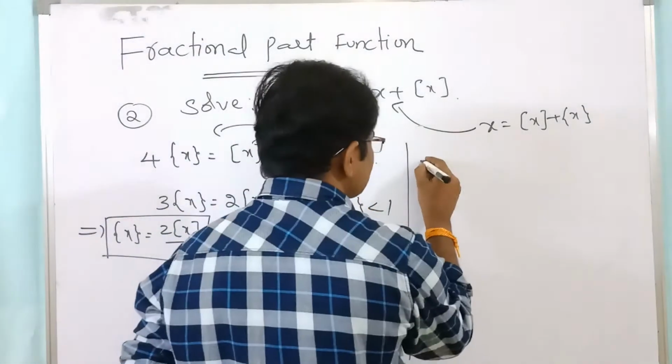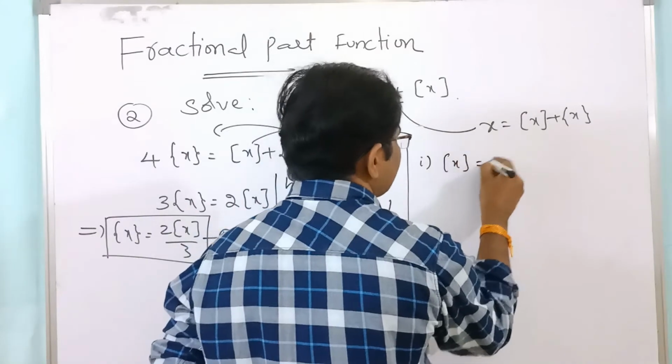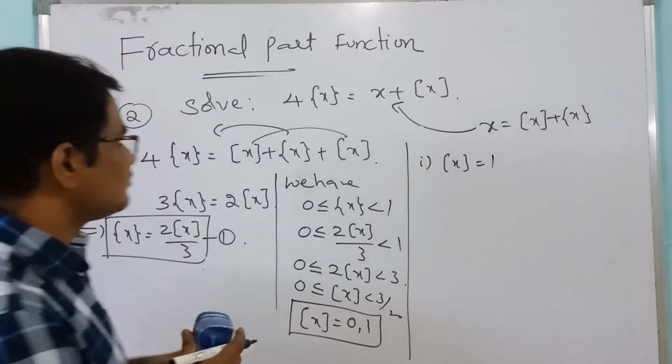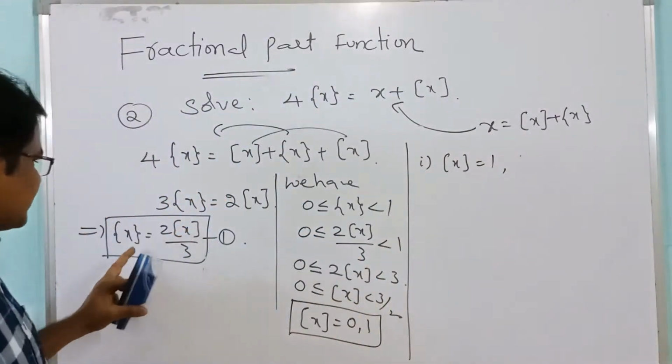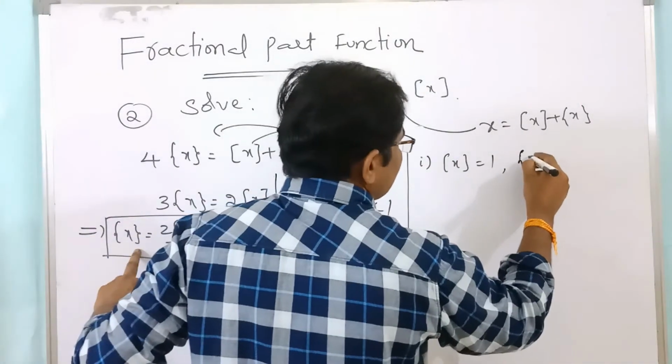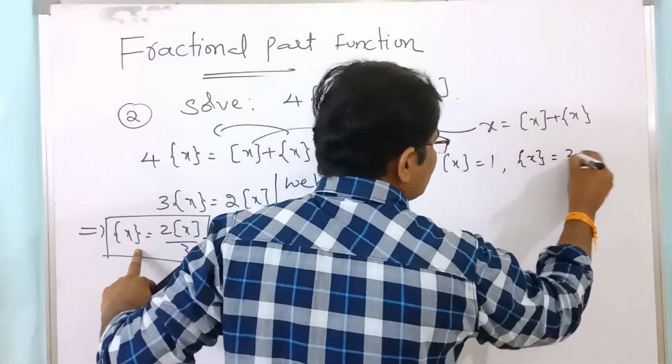What are they? The first one is [x] equal to 1. If [x] equals 1, from equation number 1, what will we get for the fractional part of x?